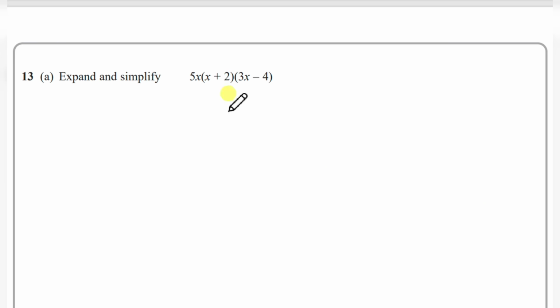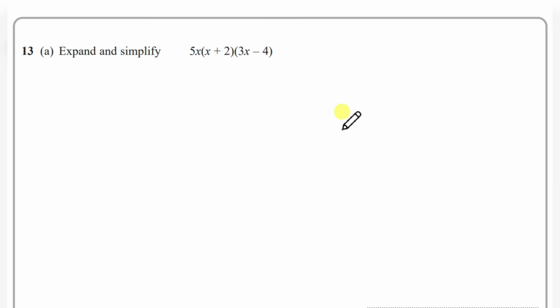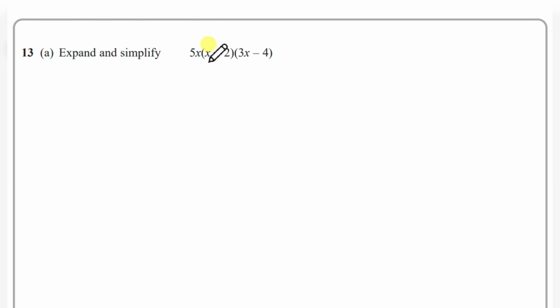Now, 13. Expand and simplify 5x times that double bracket. Guys, I love algebra. This is the kind of question I like to do. What we do first is always expand the double bracket first. So leave 5x alone for a second. Just get this bracket open.